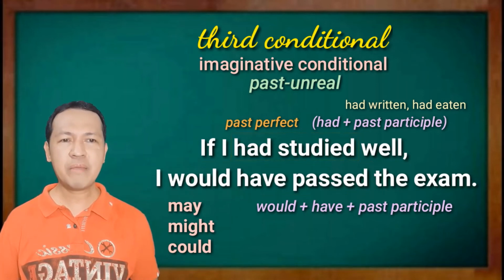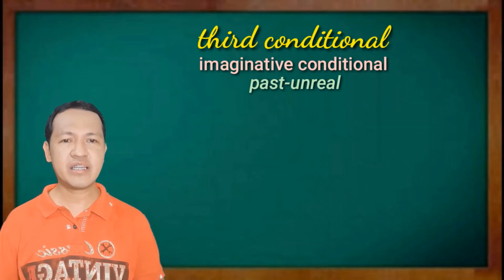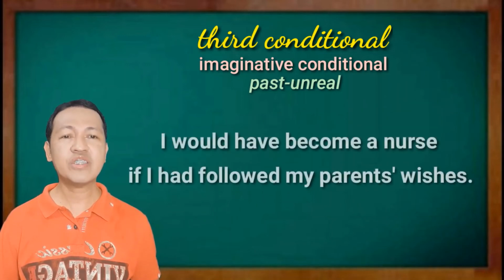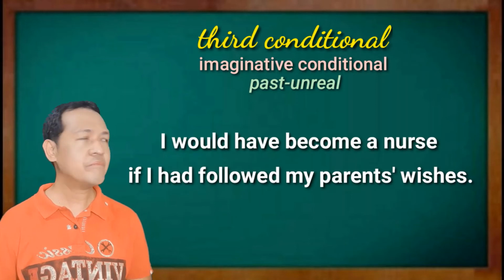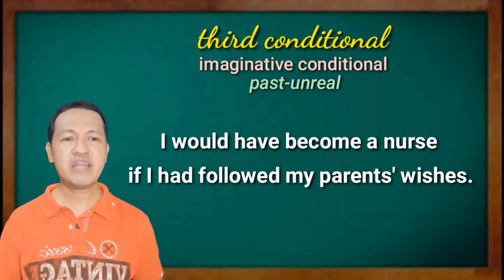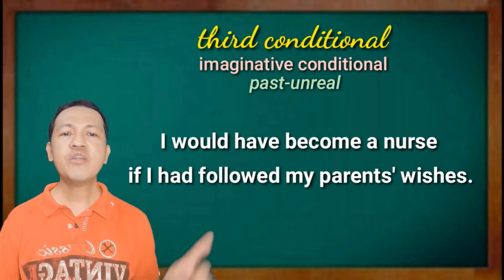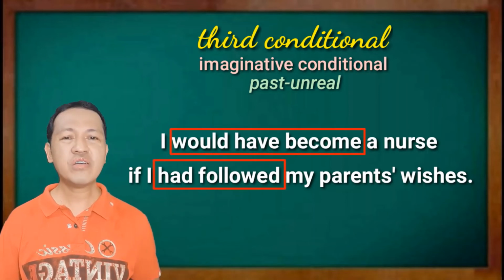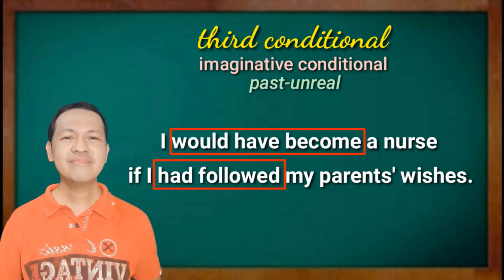When I was growing up, my parents would insist that I should take nursing in college, but I didn't follow my parents' wishes. I say, I would have become a nurse if I had followed my parents' wishes. Notice the verbs used. The if clause used the past perfect tense verb had followed, and the main clause used the verb phrase would have become.